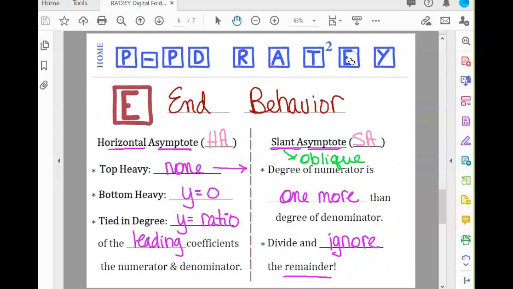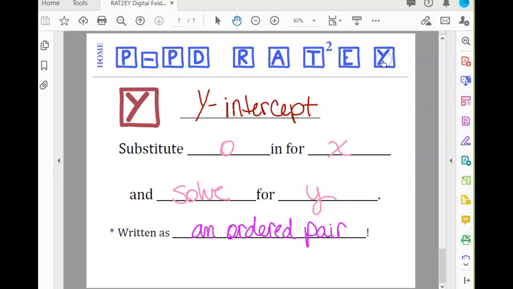And then E is for your end behavior. So your horizontal and slant asymptotes are your end behavior. You've got to keep these three things straight, because it's simple if you know which is which. And remember, if you don't have a horizontal asymptote, it opens the door for a slant asymptote, but it doesn't guarantee you that you have one. And then we divide. And then Y is the y-intercept, which we can totally handle.